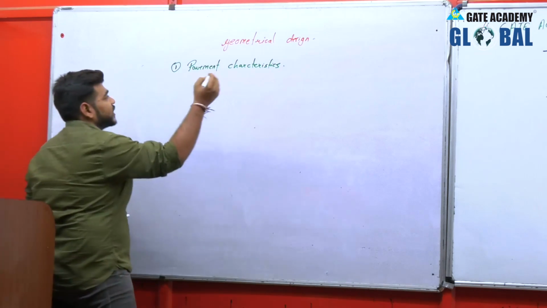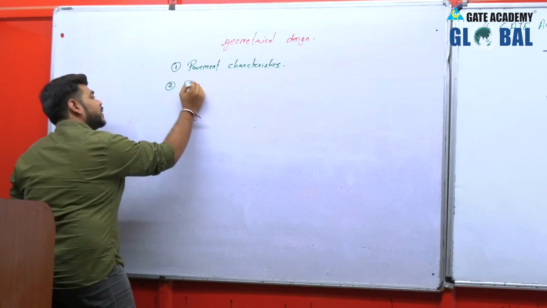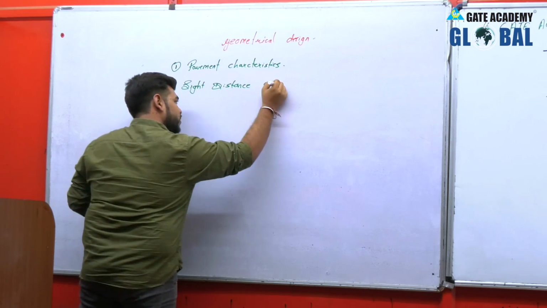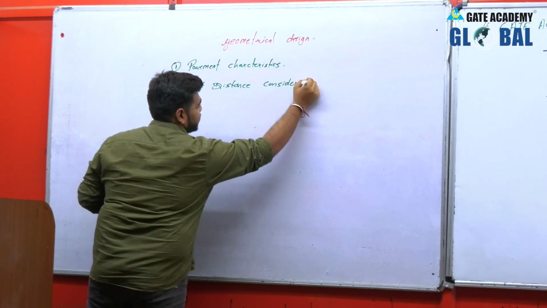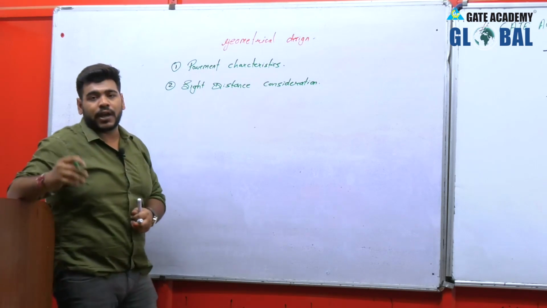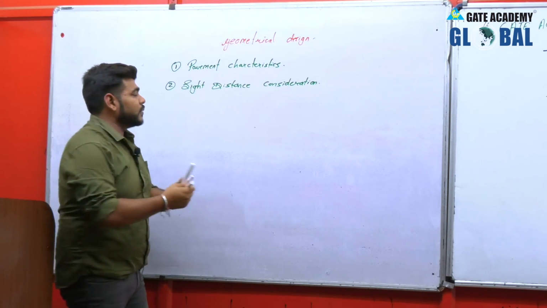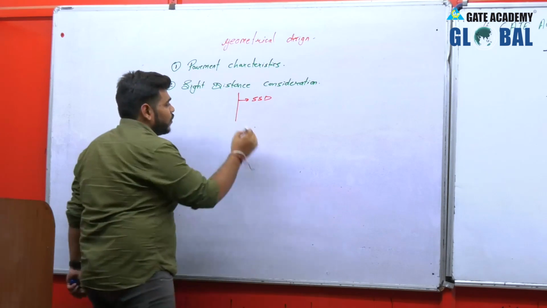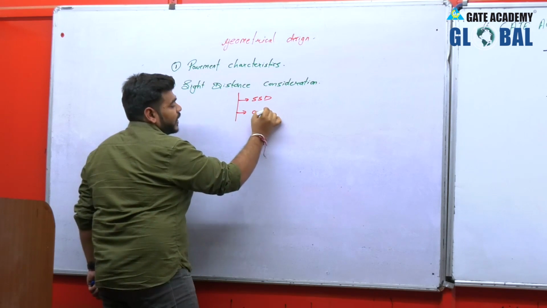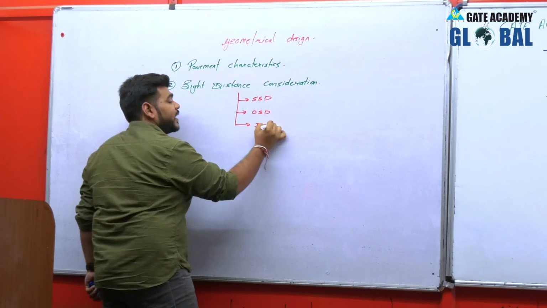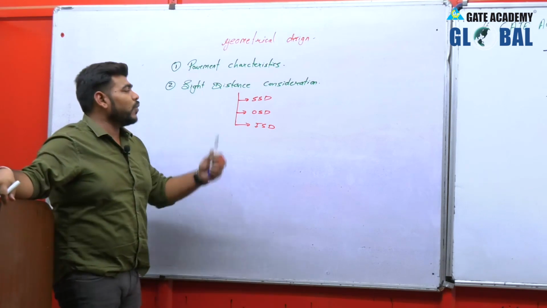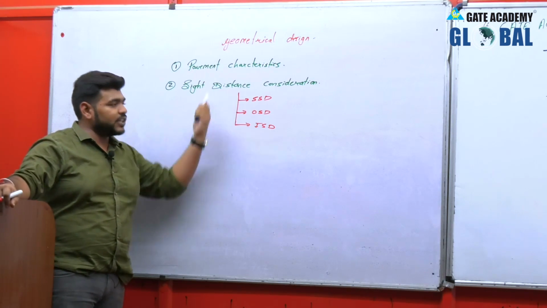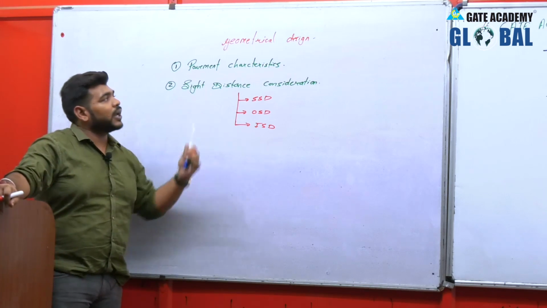The second point we are going to discuss in geometrical design is sight distance consideration. In sight distance consideration, we are going to bifurcate it into three important terms. The first one is stopping sight distance, which we call SSD. The second one is OSD, overtaking sight distance, and the third one is intermediate sight distance. We are going to study them very thoroughly once we have seen the chapters coming in geometrical design.